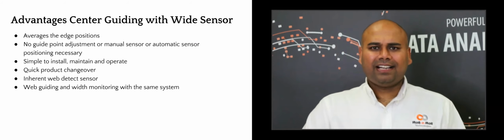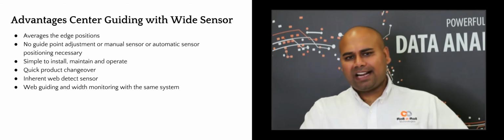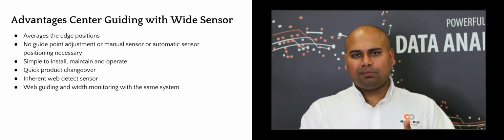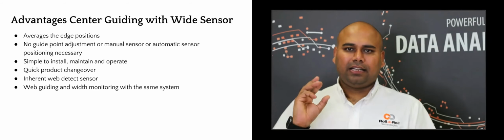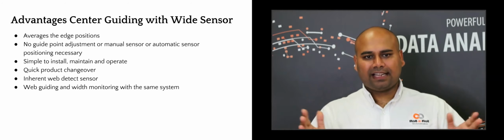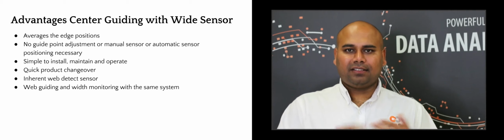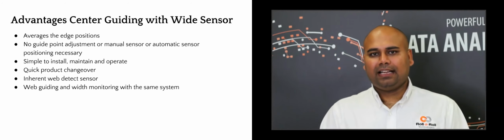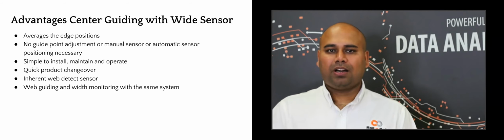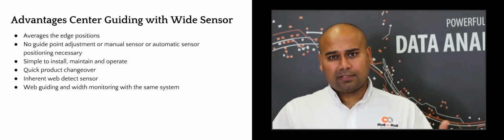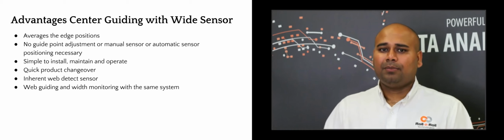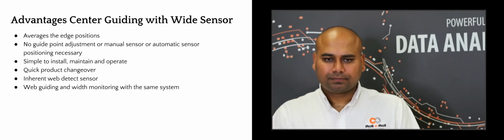So these are the advantages. Like I mentioned, center guiding with a wide sensor is a lot simpler and reduces the mechanical wear and tear. Inherently, it averages, so that's like a filtering. And it's simple to install and operate, and helps you with quick product changeover. You can also use this sensor as a web detect sensor, as well as to monitor the width of the web, because you can see both edges of the web.